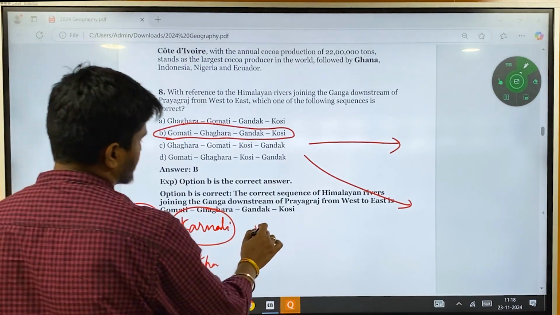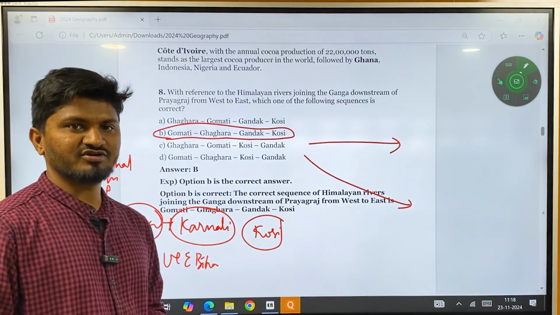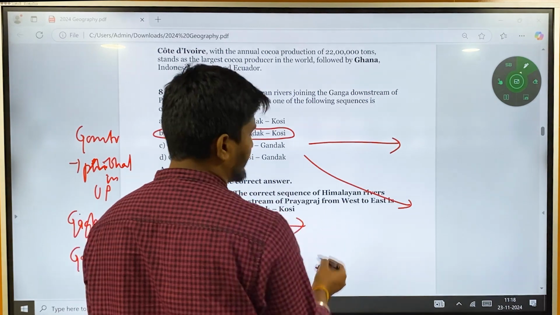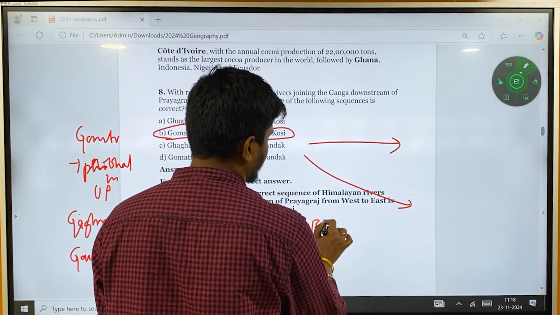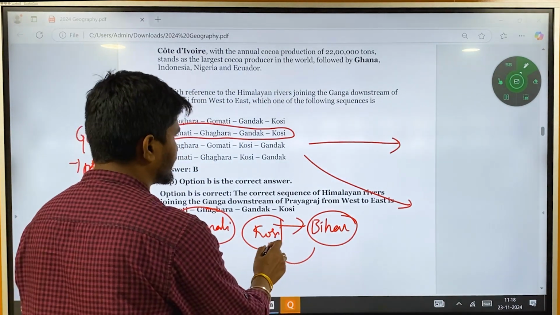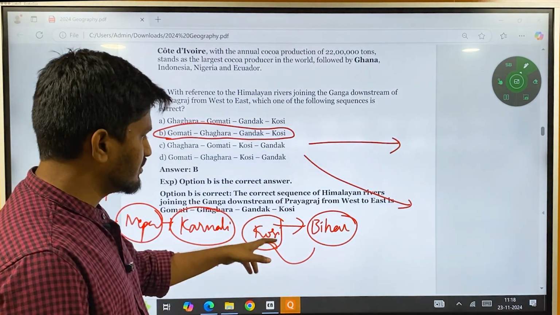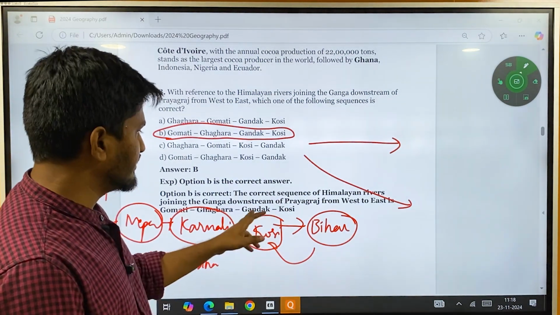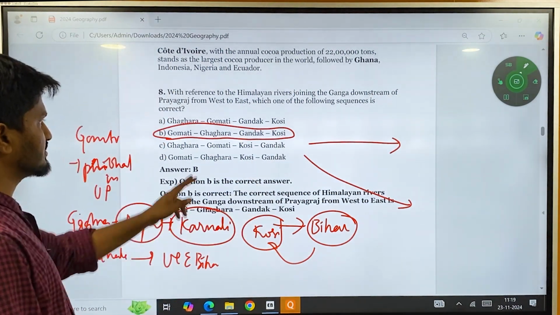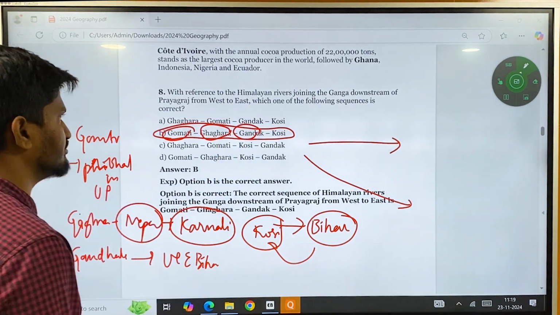And finally comes Kosi. If you ever read any general knowledge book of your childhood, there will be, within some top 20 questions, this question: which of the following rivers is called the Sorrow of Bihar? The river which is called the Sorrow of Bihar is Kosi. This also originates from Nepal and drains down to India. It drains through Bihar, and then it joins the Ganga river. So the Kosi is at the end. First start from Gomti in UP, Ghagra, and then Gandak and Kosi. So the correct answer here is B.